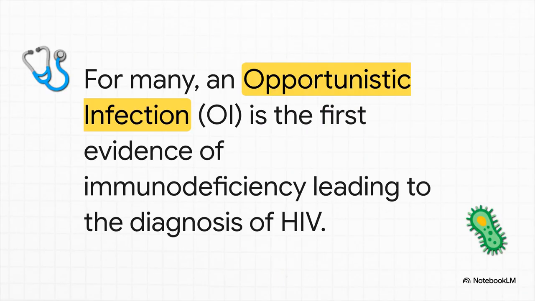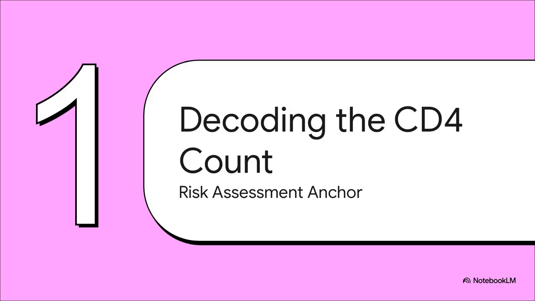Yeah, for so many of them, it's an active opportunistic infection. And that right there is why your role is so vital. Being able to recognize the signs, understand the risks, and help manage these OIs is absolutely critical from day one. Okay, so if we're going to get ahead of these infections, we need a game plan.